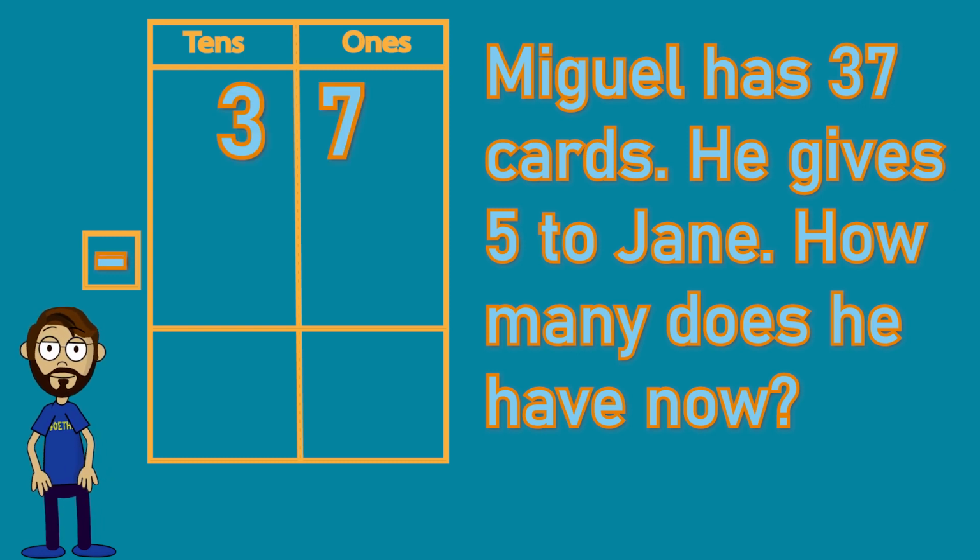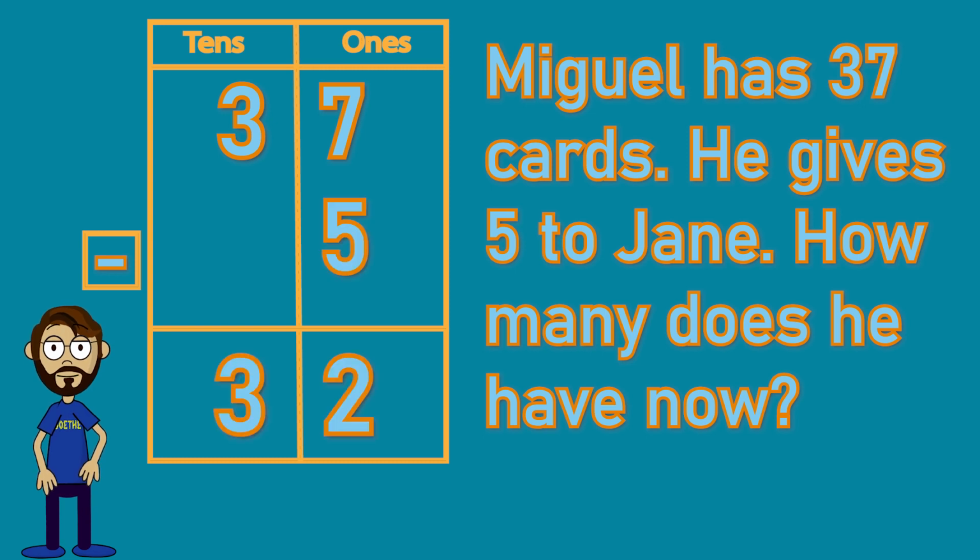The first number is 37, which if we write that down, we see a 3 in the tens place and a 7 in the ones. And then he's giving 5 cards to Jane, which means that that is going to go in the ones column as well. So we're going to start with 7, take away 5. That leaves us with 2. And then we're going to bring our attention to the tens column, where we see 3 tens in 37, and no tens in 5. So 3 take away 0 leaves 3. So 3 tens and 2 ones is 32.